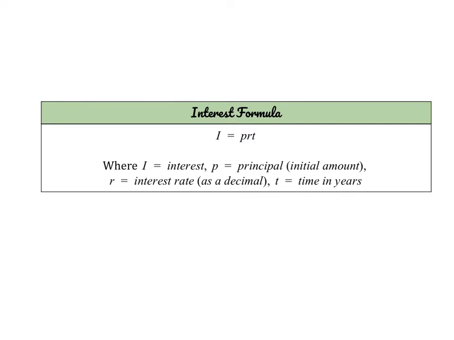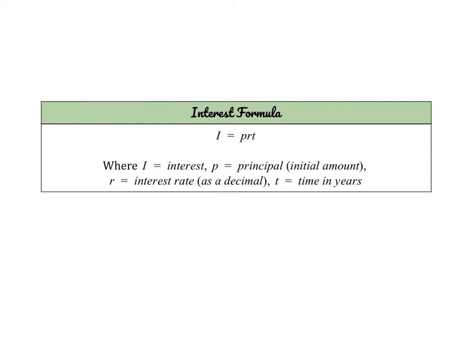Okay, so now we're going to be working with a different literal equation. This is a really commonly used one. It's the interest formula. So I equals P times R times T can be used to help you calculate how much interest you would pay on a loan. So I represents the interest that you're going to pay. So interest is essentially what a bank charges you for borrowing money.